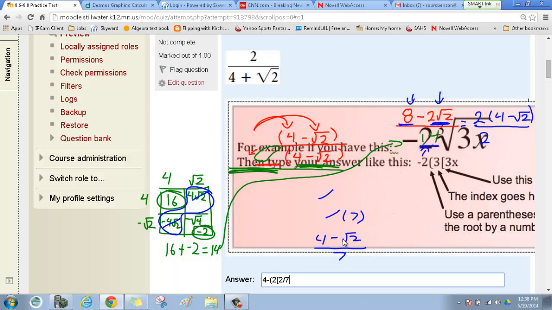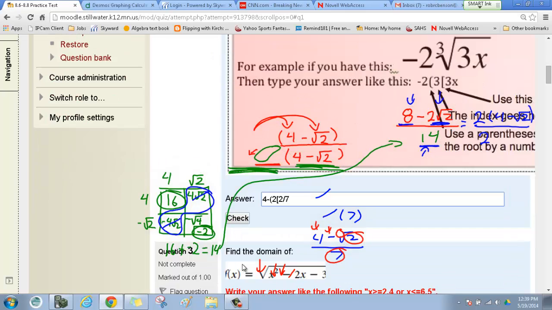Okay, and so notice what I got here. So I have my 4 right here, that's from this. I'm subtracting, that's from that. This 2 right here is my index that was given right there. This 2 is what's under the square root right there. And then I'm dividing by 7 right there. Okay, so that's how I get that problem.